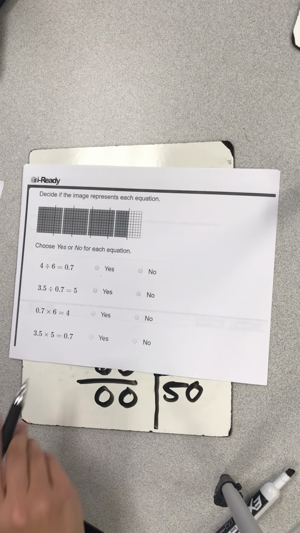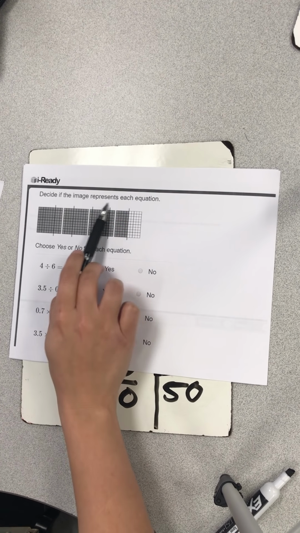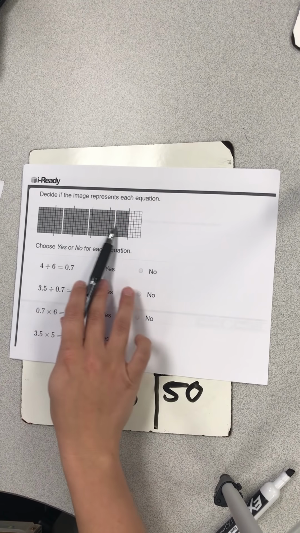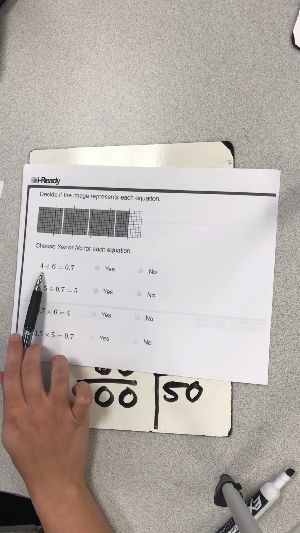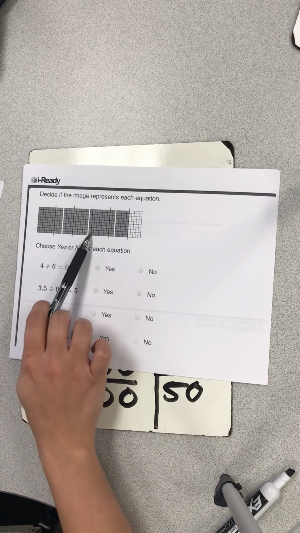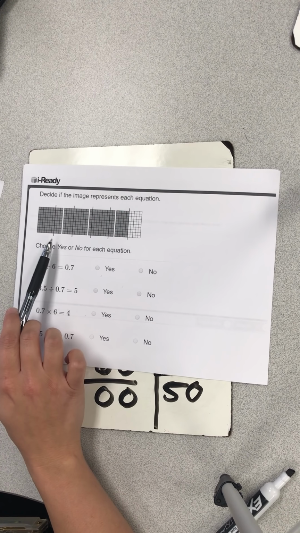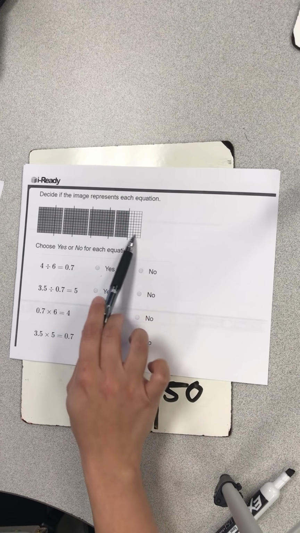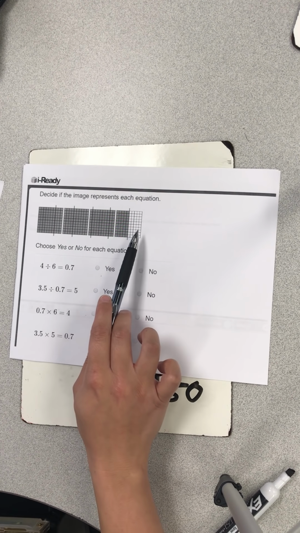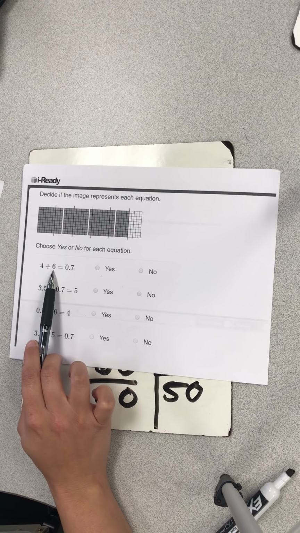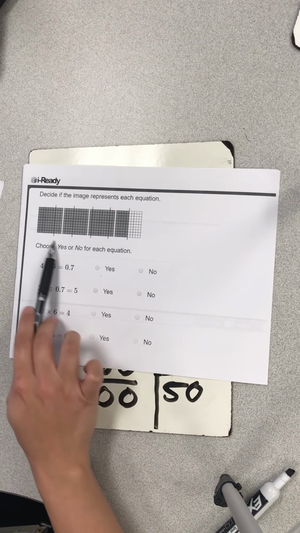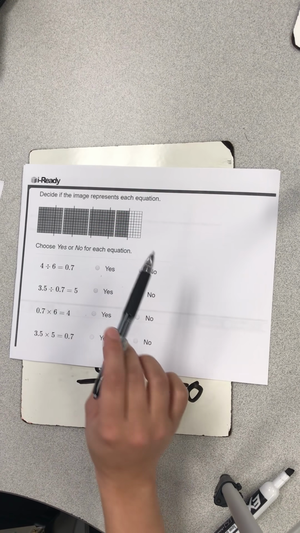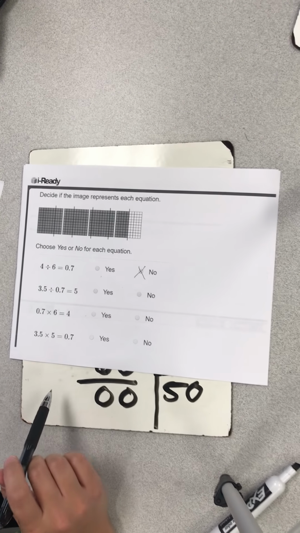So if we look at our picture, we have 4 wholes, each one of these larger boxes represents 1 whole. So we have 4 of these, so that 4 makes sense, but are we dividing them by 6 groups? I'm not seeing that. We're not dividing these into 6 equal groups because we have some part left over on this side. So if we were dividing them into 6 even groups, we would be dividing the entire 4 wholes into 6 even groups, and we wouldn't have any leftover part that's unshaded. So this would be a no.